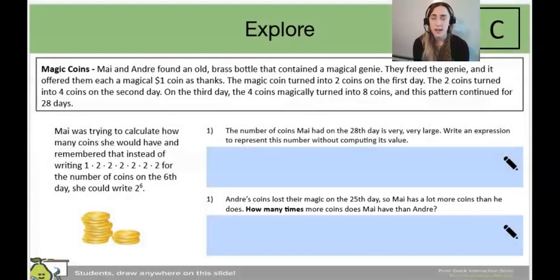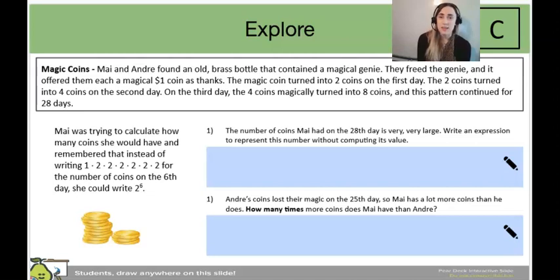So now you're going to ask yourself your final question of the 3 reads, which is, what information is important? So looking back over both questions and the given information at the top of this slide, think about what important information will help you answer those 2 questions, and pause the video so you have time to respond in the blue boxes.